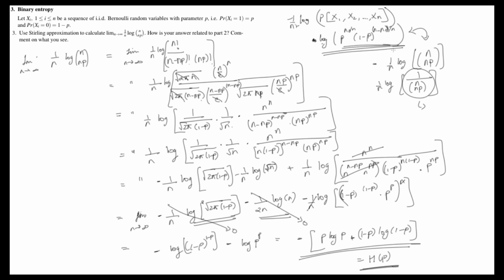And this is just the probability of that with 1 over n outside. This is just the probability of those sample points, and this is 1 over the number. So that's why you can see that these two actually have an intimate relation, where this is the probability and this is 1 over the number of most likely sample points. Alright, so that's it for part 3 of question 3.